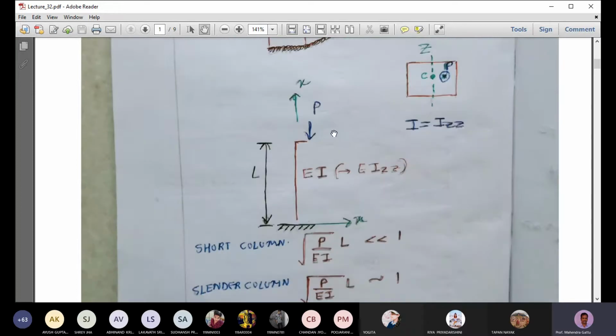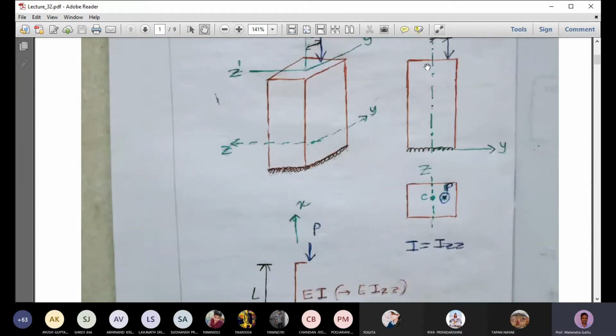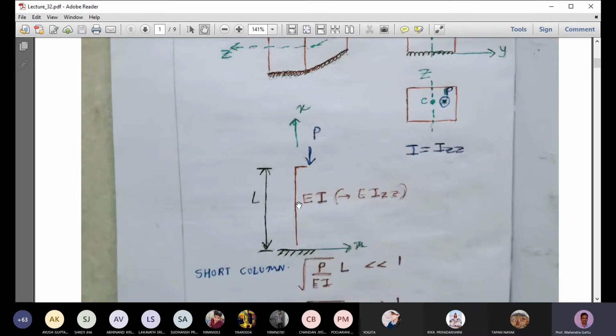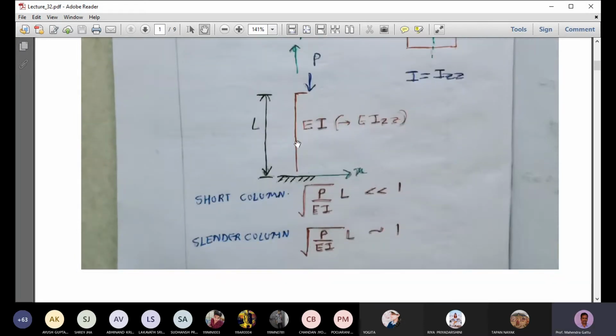Okay, so we can have a simplified model of this column. We're representing it by a line diagram. So we have that column of length L with flexural rigidity EI, and since the bending is with respect to the z axis, we'll have EI replaced by EIzz. And we have this small horizontal line. The length of this line is E, and we have that applied load P acting in the downward direction. So this is a simplified view of that entire system.